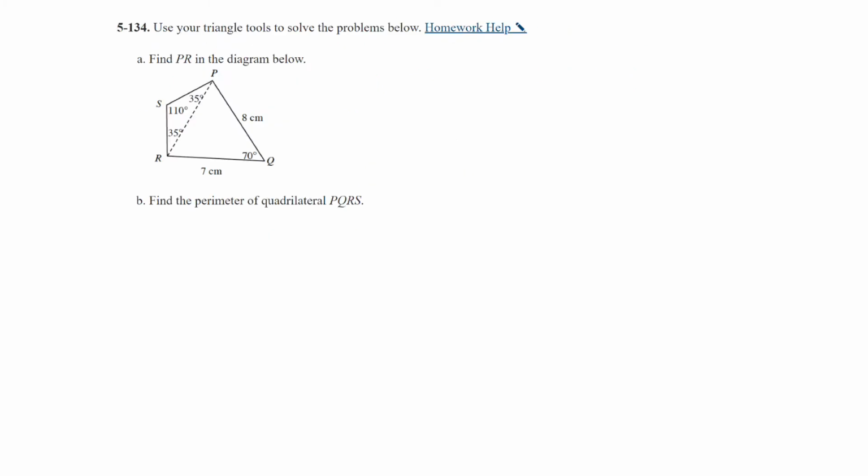Question 134. Use your triangle tools to solve the problems below. Find PR in the diagram below. Alright, so we have the angles of the triangle. We also have angle Q of that triangle, so we can find this side length because we have a side, an angle, and a side, so we can use the law of cosines. So we'll call this little q, across from angle Q. So this will be q squared equals 7 squared plus 8 squared minus 2 times 7 times 8 times cosine of 70 degrees. Plug all of that into your calculator at once.